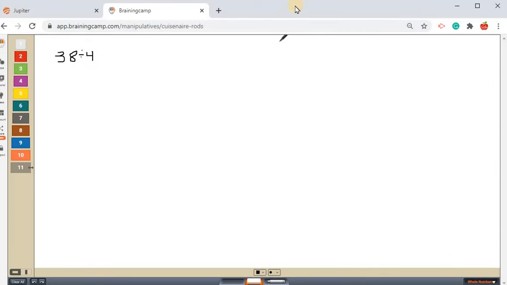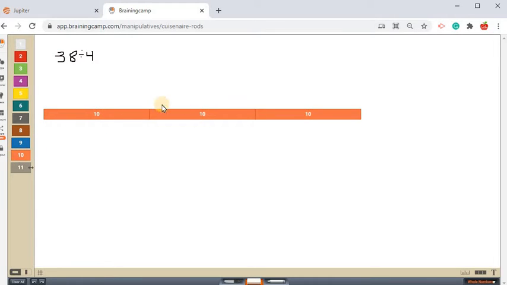So I'm going to come over to brainingham.com and I'm looking at the Cuisenaire rods. And I've turned on the Cuisenaire rods to show whole numbers. I've written out the math problem, 38 divided by 4, and now I'm going to build the math problem. I'll put the pen away, and now I need 3 10s. So I'm going to click on the 10, and I need another 10, and another 10. So now I have 30, and I need to make 8 more. So I'm just going to click on the 8, and now I have 38.